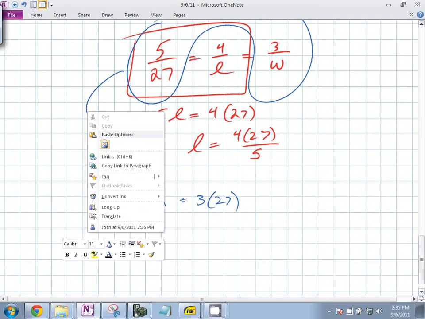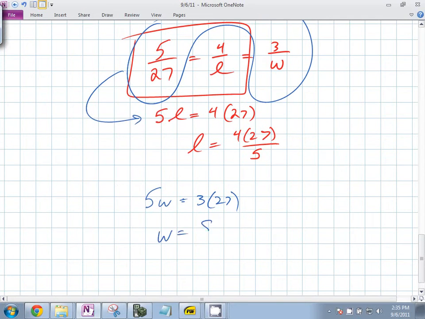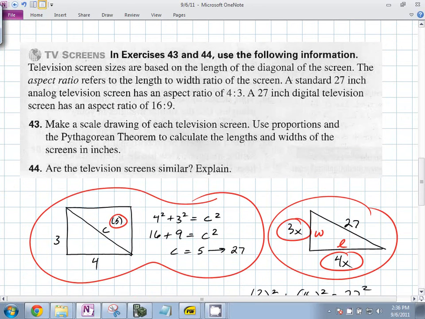W equals 81 over 5. Is that the same thing? Did we just get it two different ways? Yeah, absolutely. So what does the second part of this say? Are the television screens similar? Well, let's take a look.